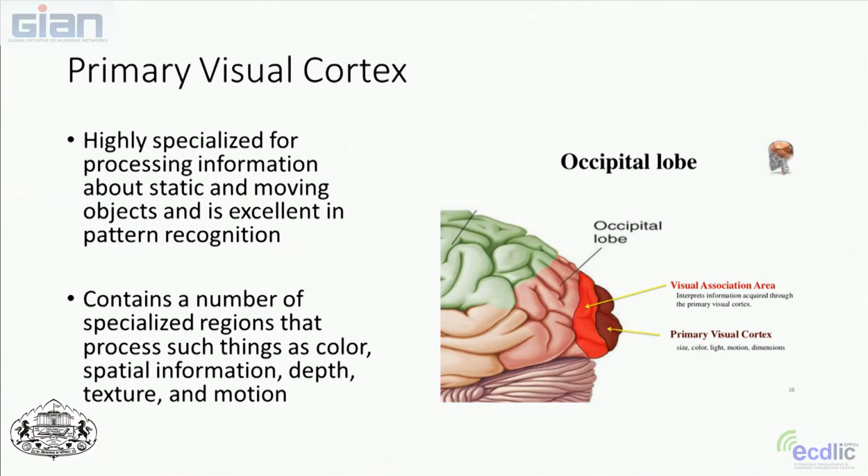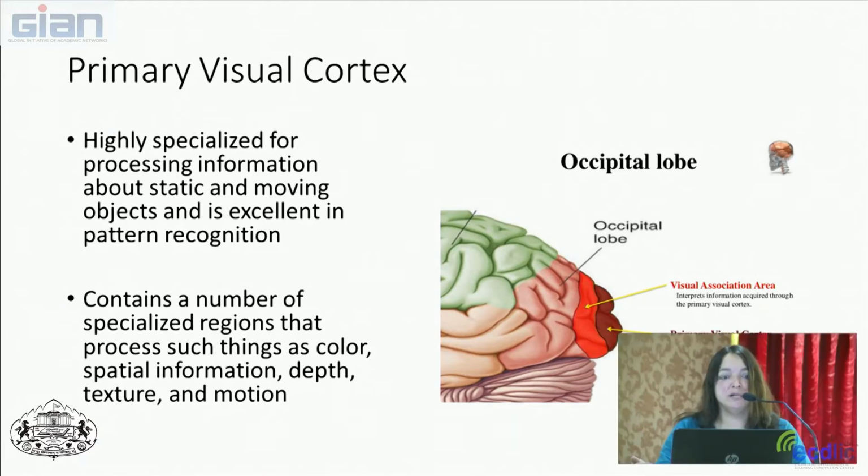So the primary visual cortex, like I said, is the first place that these visual nerve impulses go. This is a highly specialized region for processing information about static and moving objects. It's excellent in pattern recognition. It contains a number of specialized regions that process things such as color, spatial information, depth, texture, and motion. And you can see the primary visual cortex is that little darker area in the back of the brain.